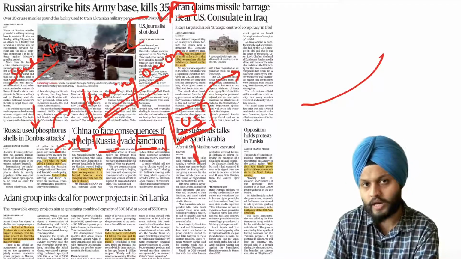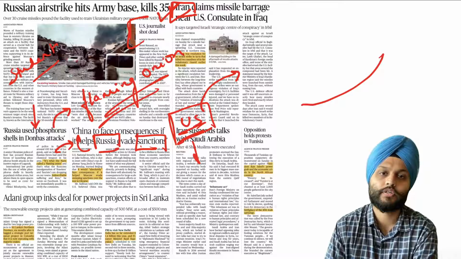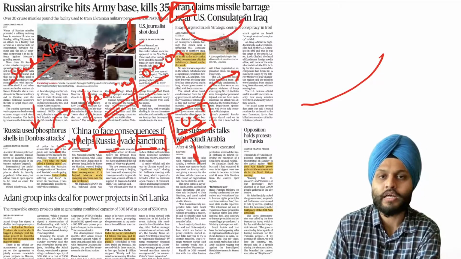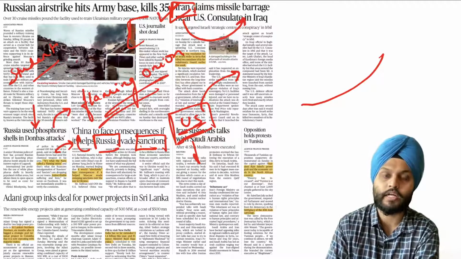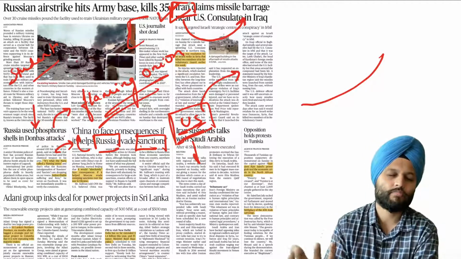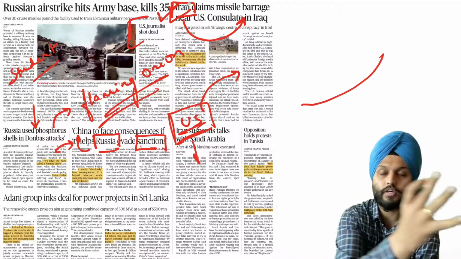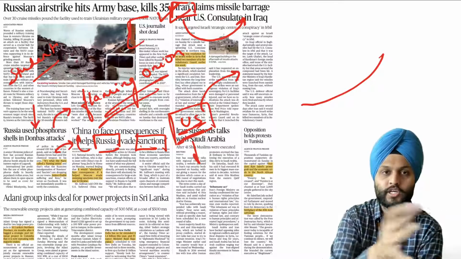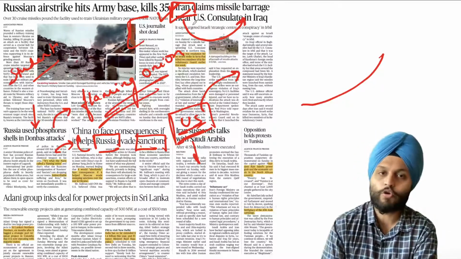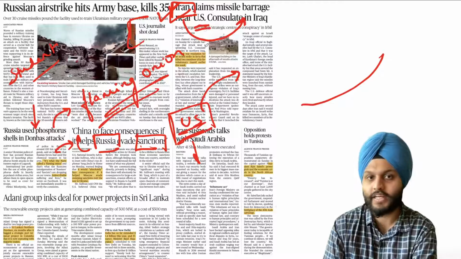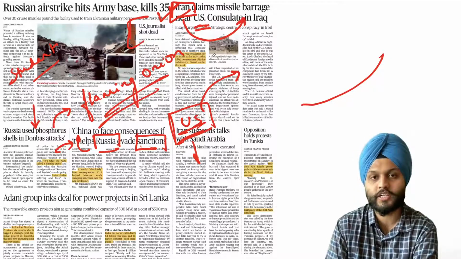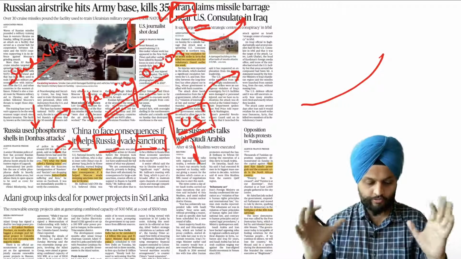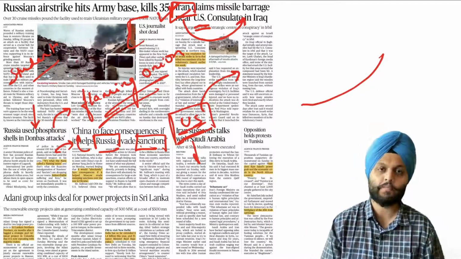Okay, now talking about Iran, Iran claims missile barrage. Basically Iran fired missiles in Iraq, an Arab country. Iran is Shia, Arabs are Sunni. In Islam, there is this conflict between the Shia and the Sunni. Okay, so very close to the US consulate. They didn't target the US consulate. There was some briefing that the US consulate, where the ambassadors, etc., are sitting, like our IFS officers, has not been targeted, but it was very close.